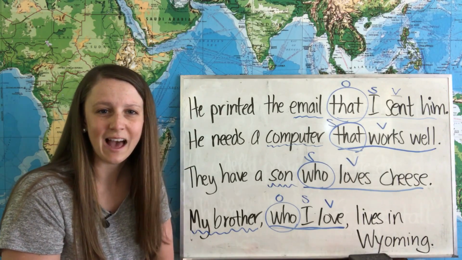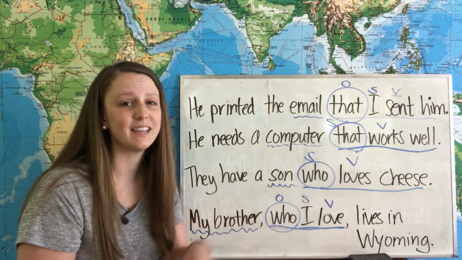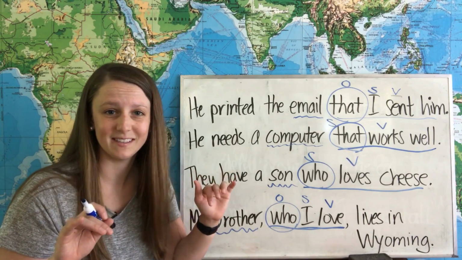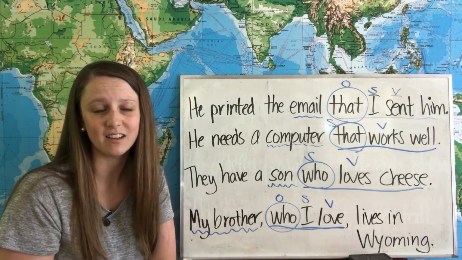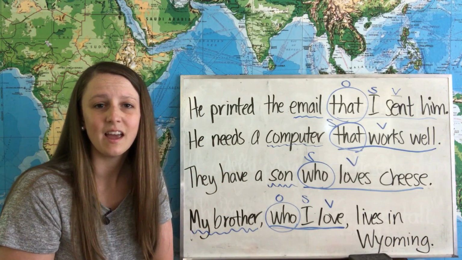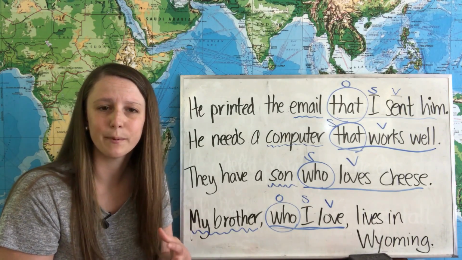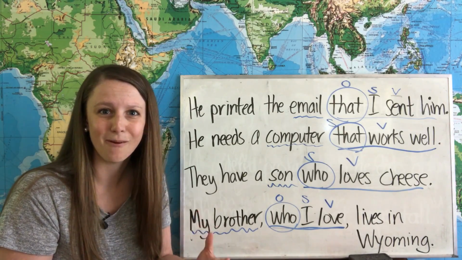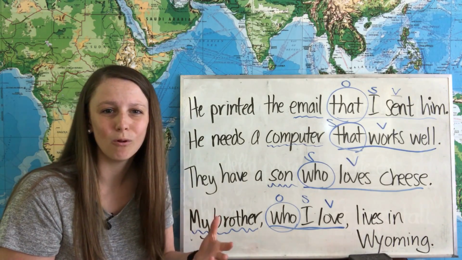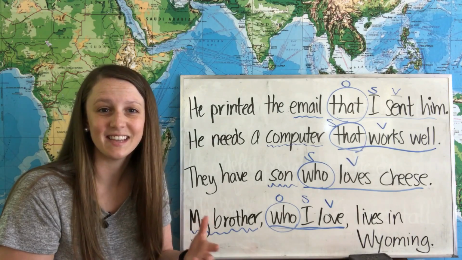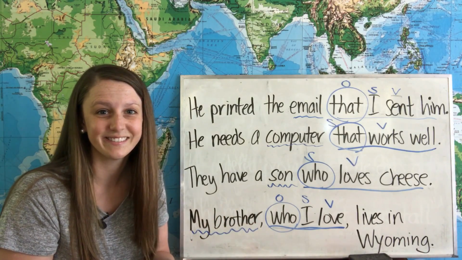But maybe a more reliable way to find out is to think about the sentence as two separate sentences. The main clause as one sentence and the adjective clause as a separate sentence. And try to figure out what word that relative pronoun is replacing, because a pronoun always replaces a noun, and what role that noun has in the sentence. Is it the subject of the sentence or the object of the sentence?